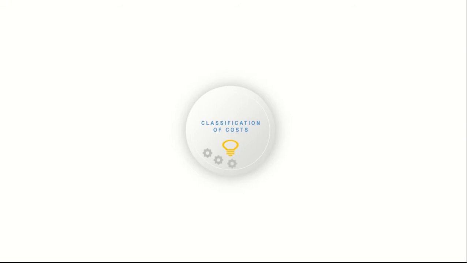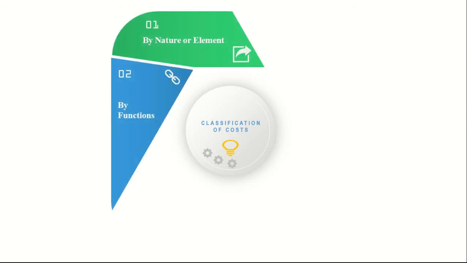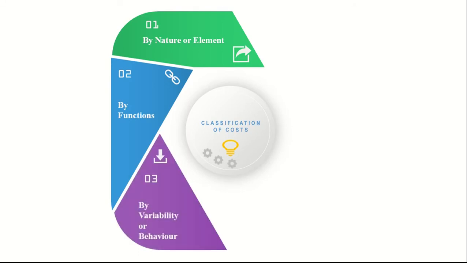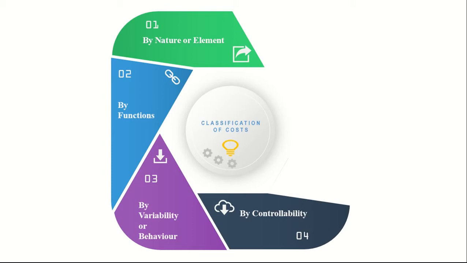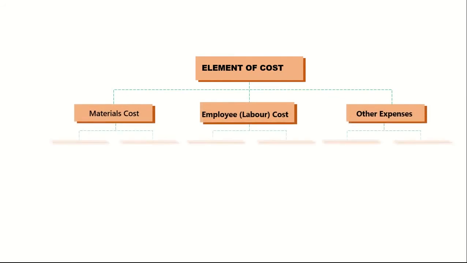Costs can be classified on the following basis: 1. By nature or element. 2. By functions. 3. By variability or behavior. 5. By controllability. 6. By normality. 7. By cost for managerial decision making. Let us discuss each of them in detail.